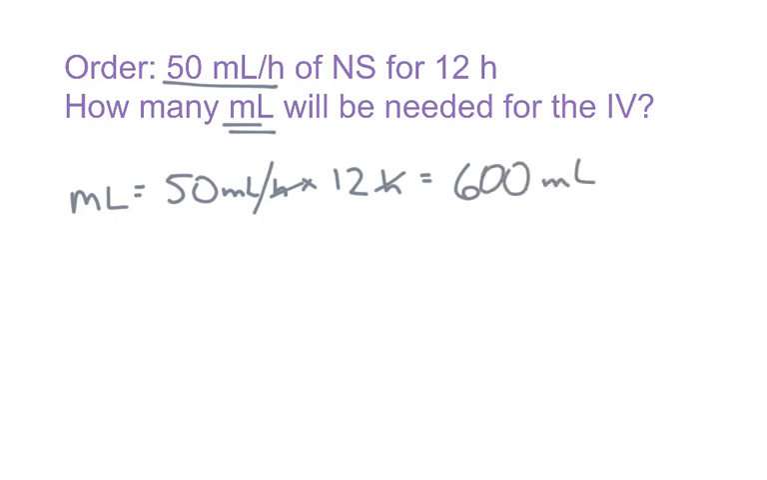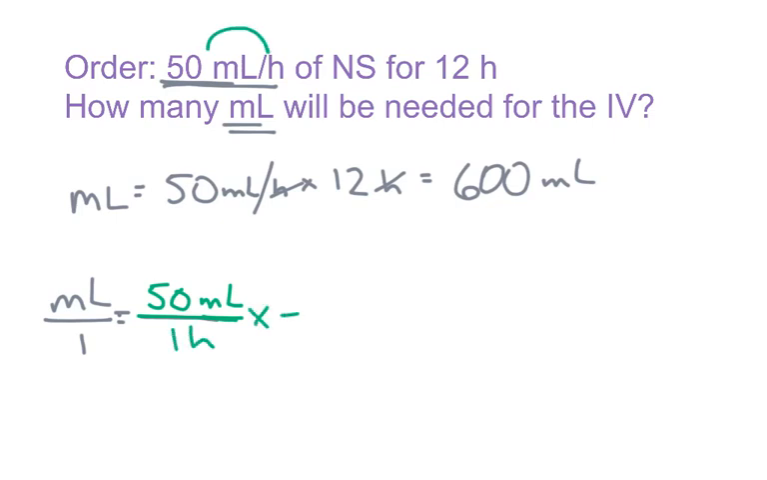Crazy. Okay. Just to show you dimensional analysis, you take the milliliters over 1. Find something that says milliliter. So I've got 50 milliliters. And its best friend is 1 hour. But we don't want hours. And the only thing else we have is 12 hours. And you still get the 600.